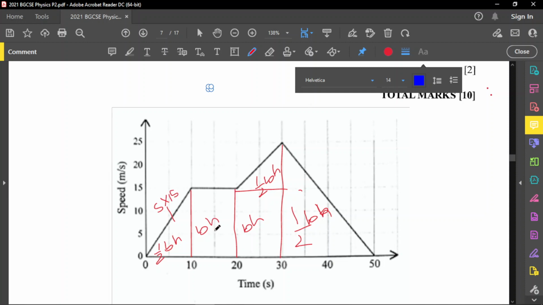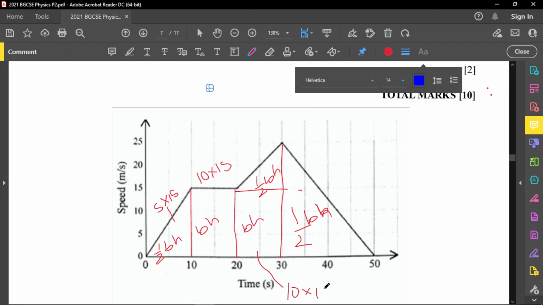And then this part here, base times height, and the base here is from 10 to 20, so that's going to be 10 and the height is 15, so it's going to be 10 times 15. All right, and so here now base times height. Again, the base here is from 20 to 30, so 20 to 30 is 10. And the height again is 15, so it's going to be another 10 times 15. So 10 multiplied by 15.